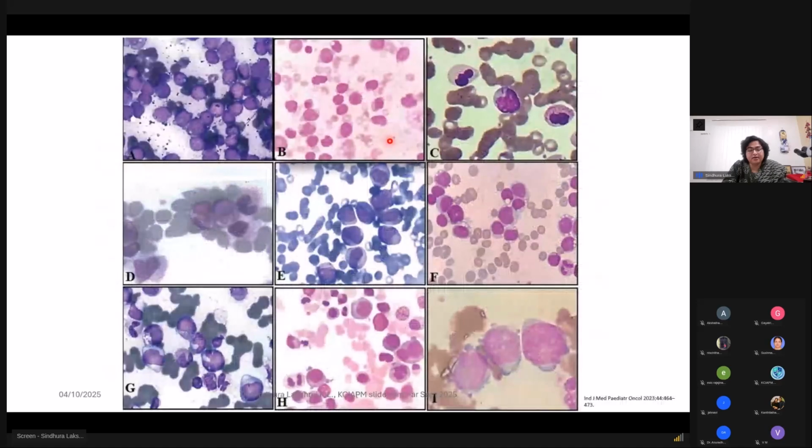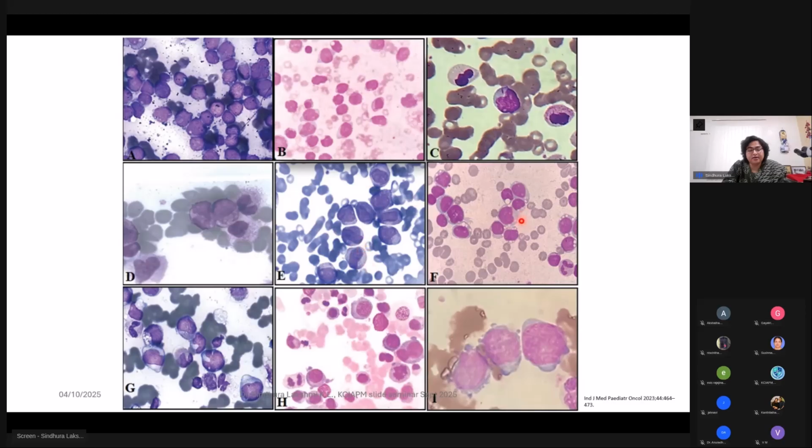So this is a picture from literature that I'm showing you. Here is the rod for you. These two are lymphoblasts, just to show you an example. And here is the promyelocyte. Again, this is the hypergranular variant, and this is a hypogranular variant of promyelocytes.